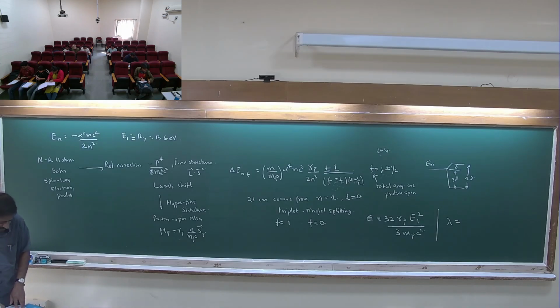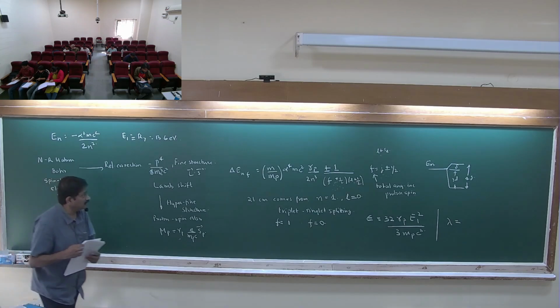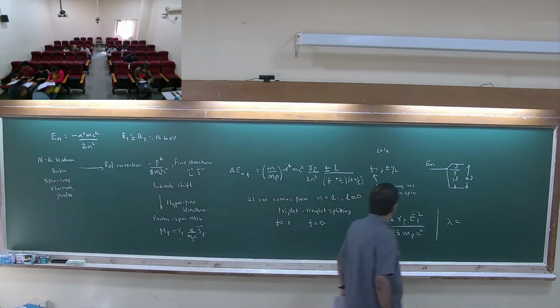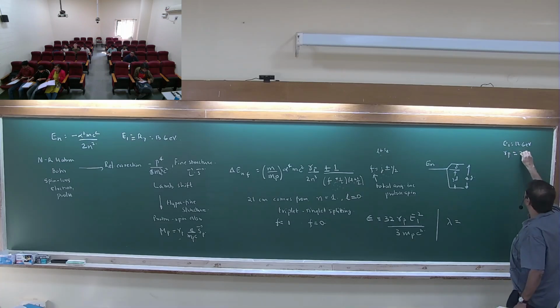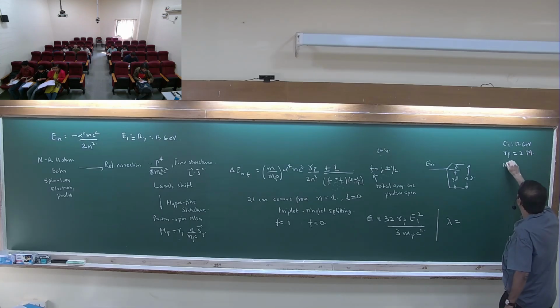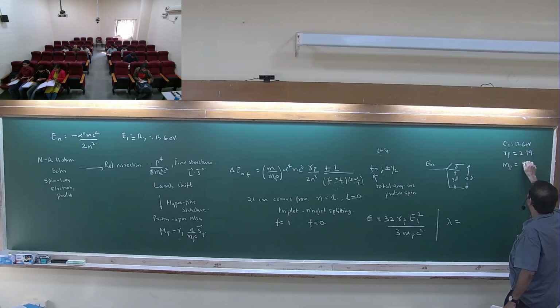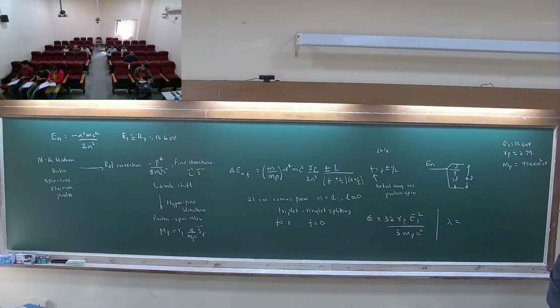Okay, so let us see what are the various numbers that people have. E1 we already said what it is, 13.6 eV. Gamma p is 2.79. Very good. Then m_p is 938 times 10 to the 6 eV, right? c and all we don't need.